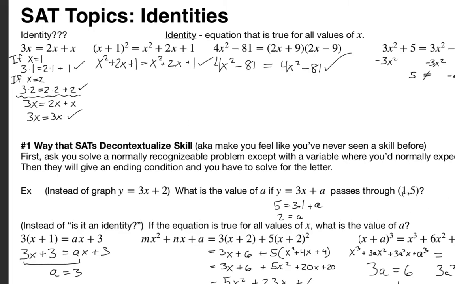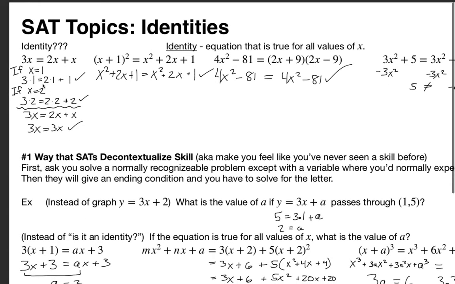So what you realize is that in order for it to pass through this point, you've got to be able to plug in 1 here and get a 5 out. So therefore, if you do that, then you get a is equal to 2. All right, so that's decontextualizing of skills.